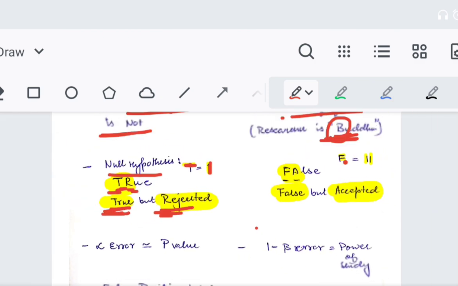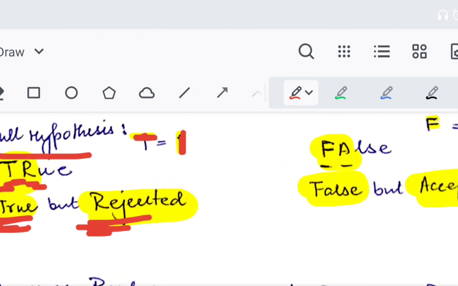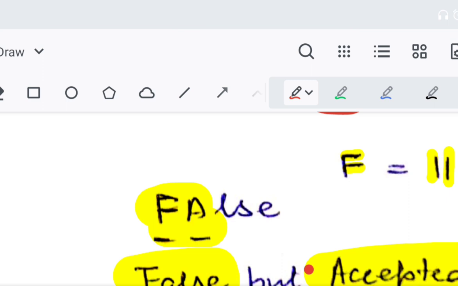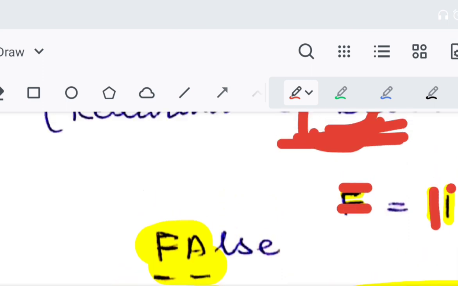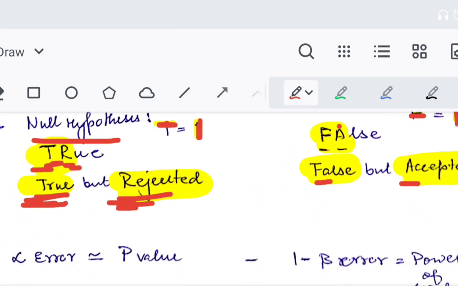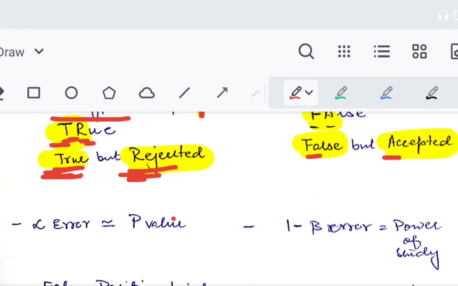And in type 2 error, it's false but accepted. The null hypothesis is false but accepted. So F has 2 lines, so that is 2. Type 2 error is false but accepted, that is null hypothesis is false but accepted.